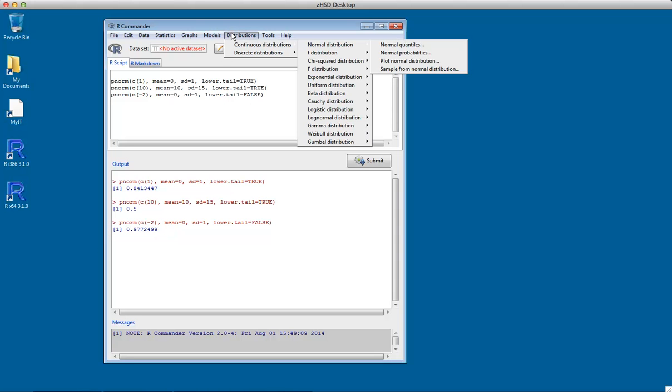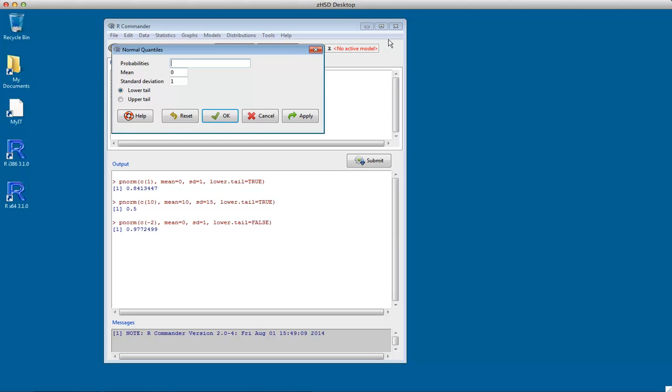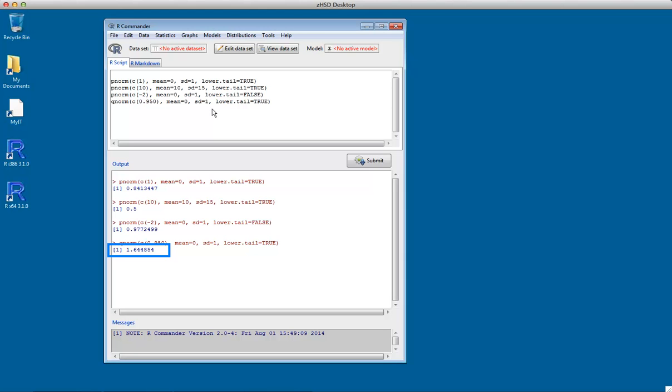The other thing we might want to do is the reverse of that. So remember, in lectures we talked about finding the value of Z0 such that the probability equals a particular value. That's called normal quantiles. Okay, so we take the top entry here. What's the probability we want? In lectures that was 0.950. Again, using a standard normal, we want the Z0 such that the probability of being less than Z0 is that value. We click OK, and we find that that number is 1.645 to 3 decimal places.